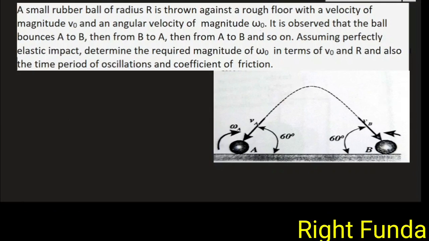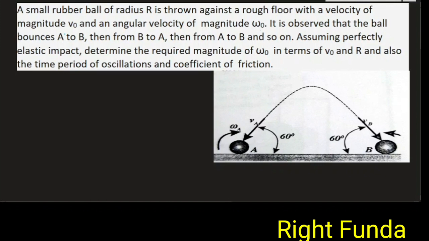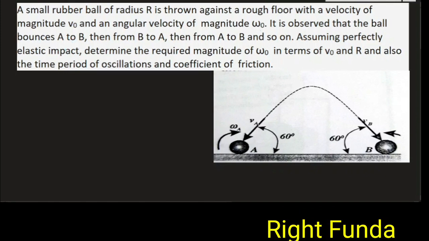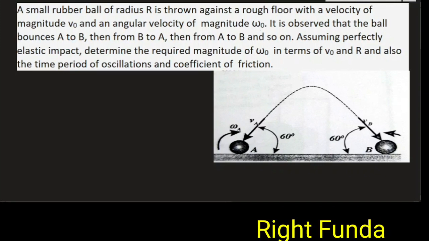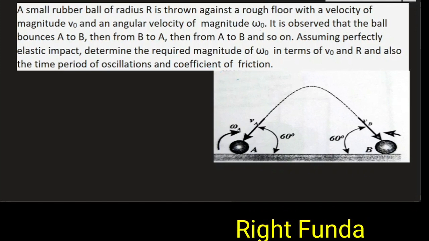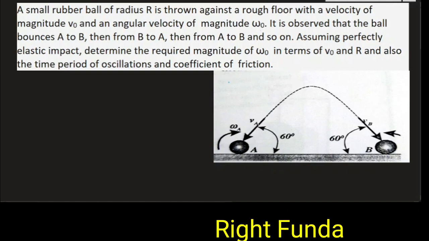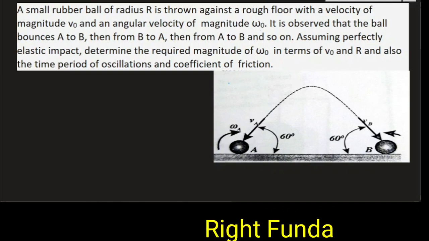Here is a very interesting problem from rotational motion. Let's go by the wording of the problem. A small rubber ball of radius R is thrown against a rough floor with a velocity of magnitude V0 and an angular velocity of magnitude omega naught.